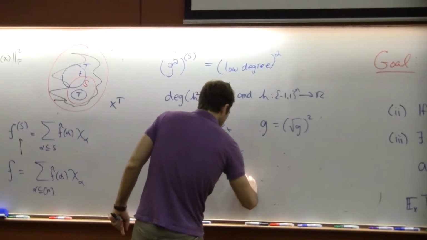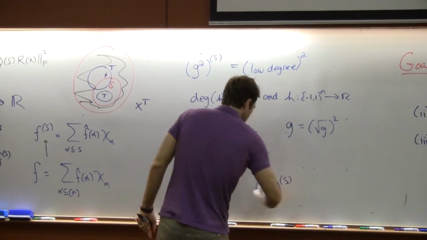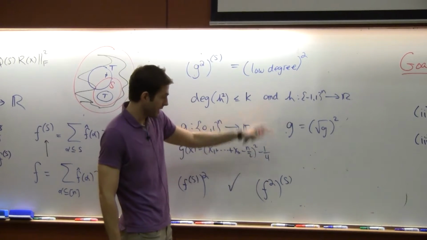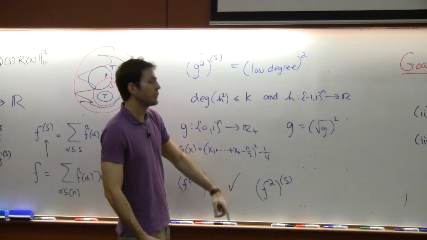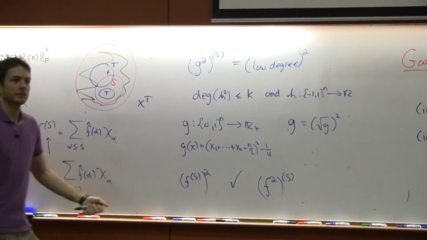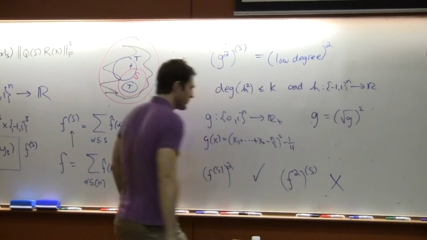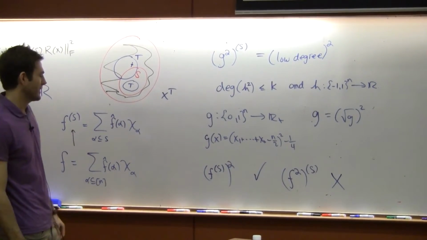So this thing will again be low degree because the random restriction lowers the degree, but there's no reason it should be the square of something low degree. This is on a game show. But this is fantastic.